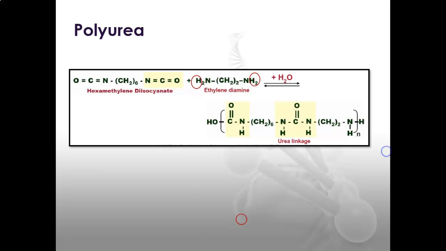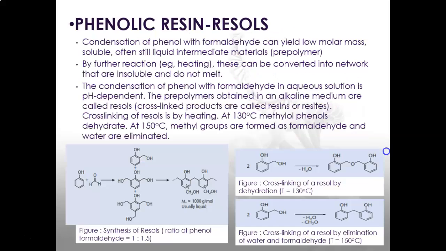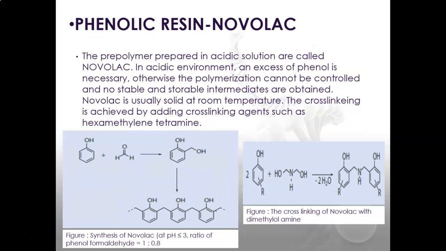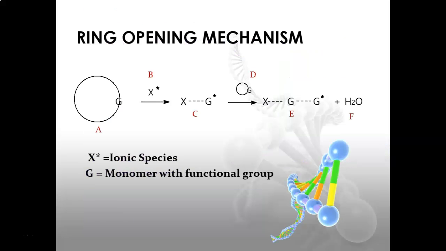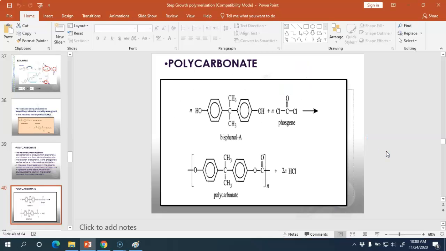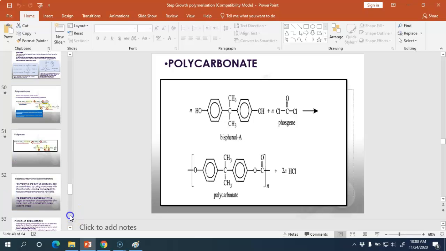Okay, polyurea: hexamethylene diisocyanate reacts with ethylene diamine to produce the urea linkage. Okay, what else? I think you can read by yourself. What else do we have here?